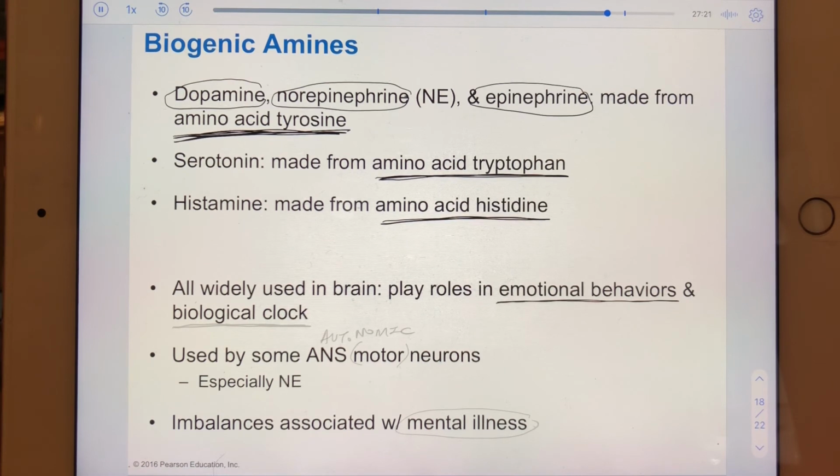our emotionally driven behaviors, as well as our sense of a biologic clock. Okay? Some of our autonomic, and motor is of course redundant, neurons will secrete biogenic amines, especially norepinephrine. Okay? And often if we have an imbalance, an excess or a deficiency in a biogenic amine, it leads to mental illness.